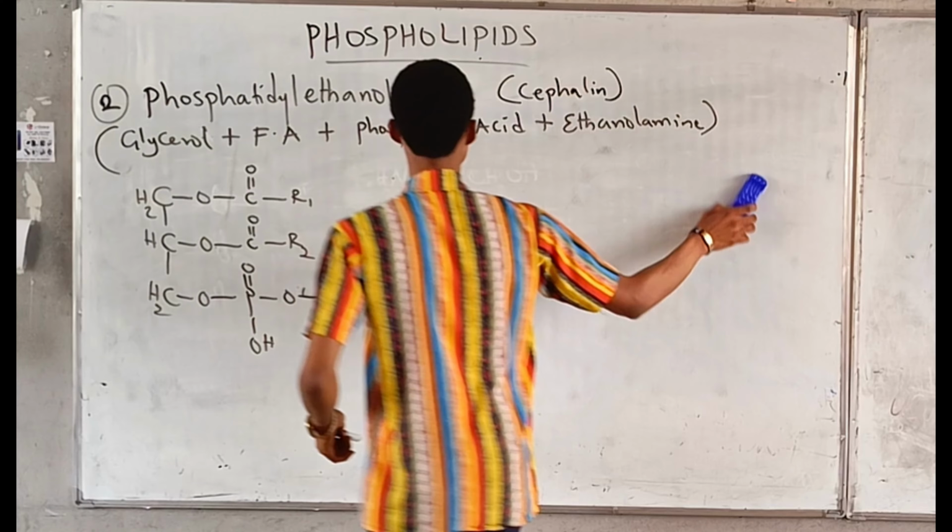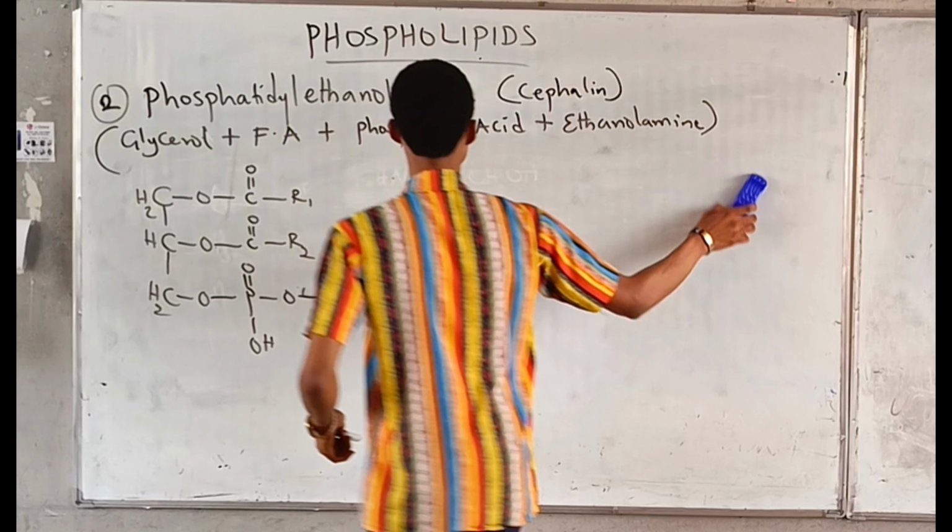Okay, now look at this. Here was OH, right? Condensation will still take place. H with OH to form water, and we'll have our remaining parts formed here. So this structure we have on the board now is phosphatidic acid. Do we get that? All right, so we've seen how we can draw phosphatidic acid. Now let's draw phosphatidyl ethanolamine.